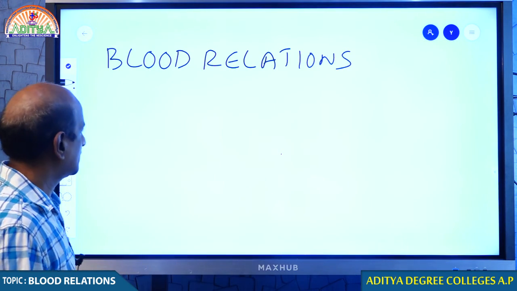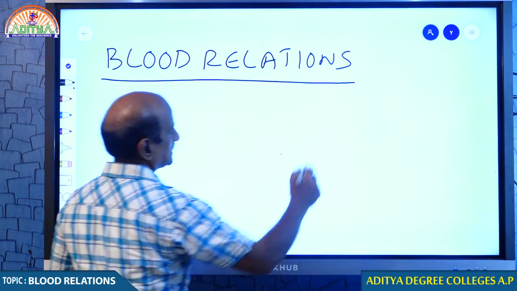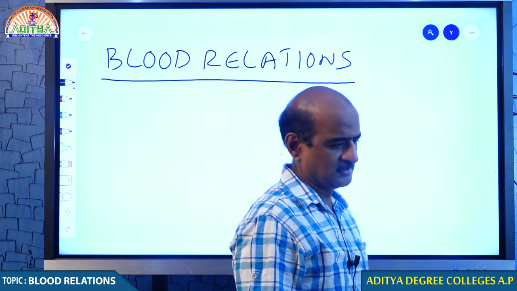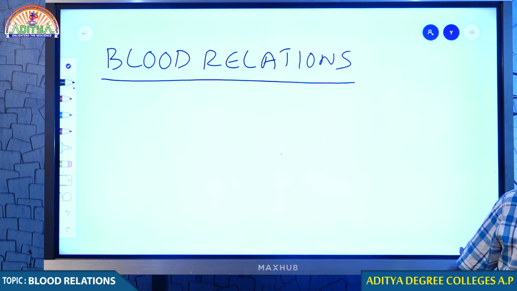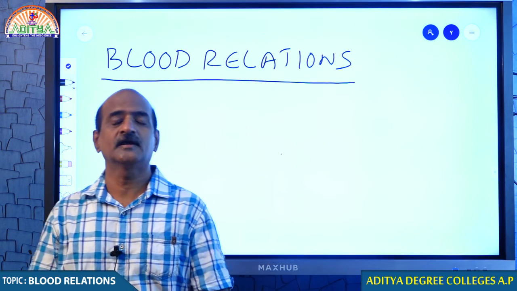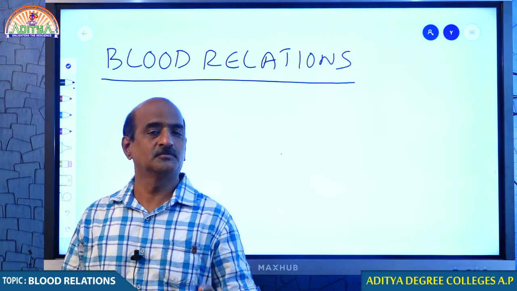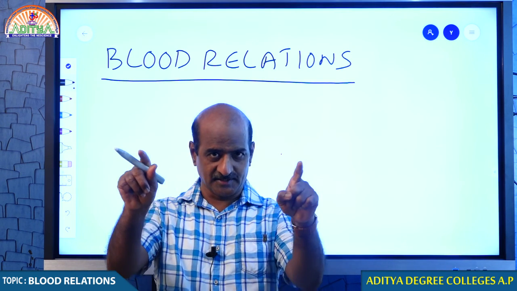So students, what I told you is, as far as blood relations is concerned, the best strategy is having a flow chart, a family chart. If we could have a family chart in the right direction, it is very easy to handle. But while drawing a family tree, I suggest you make sure that whatever information is given is put in the right direction.